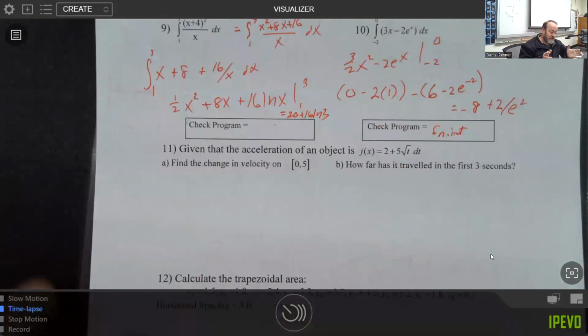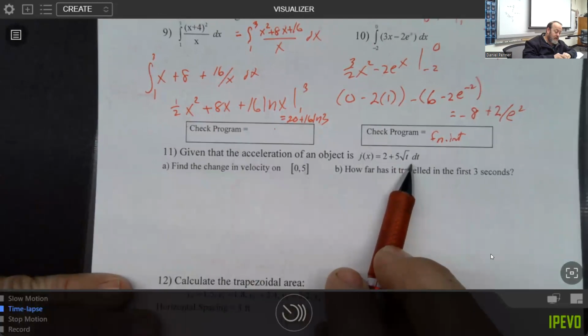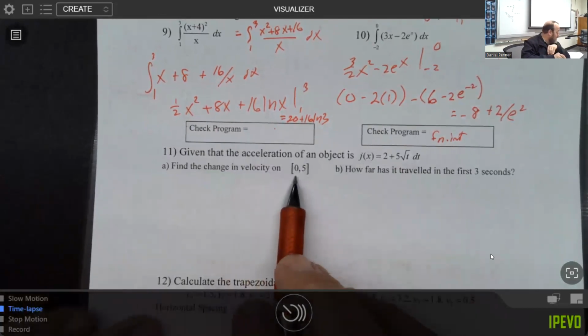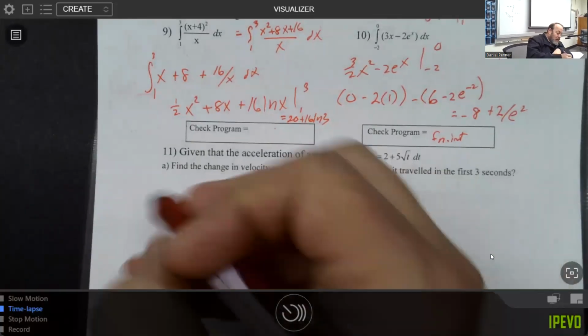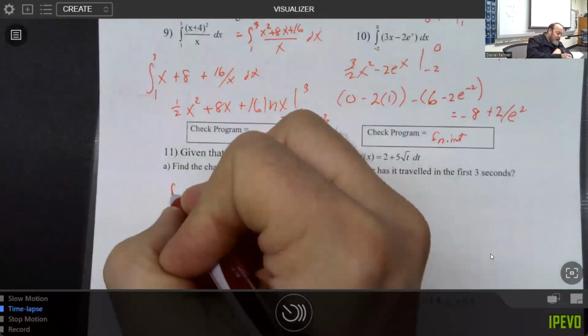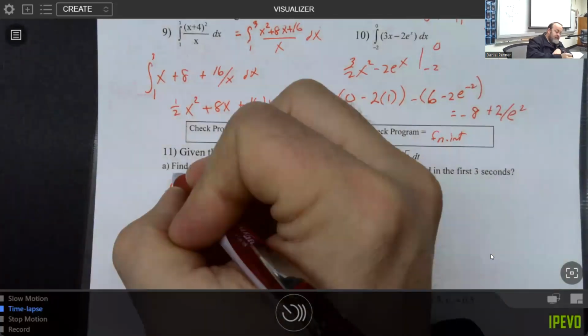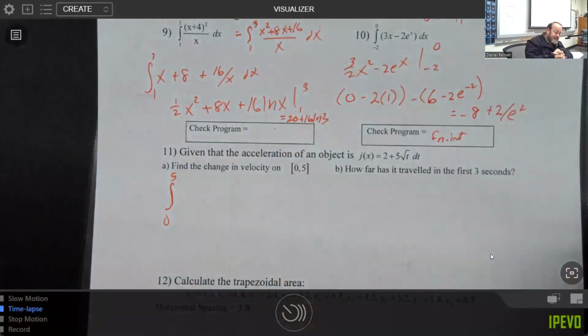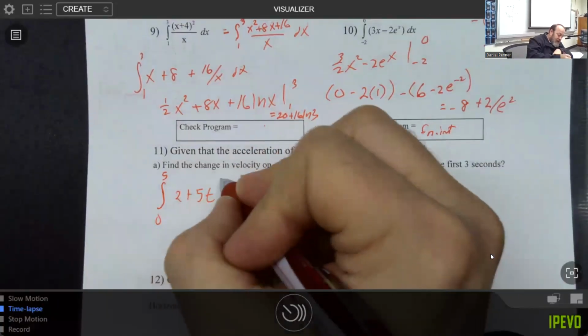Okay, so moving on to number 11, we're given an acceleration of this object, and we want to find the change in velocity from that time. So you want to keep in mind, if we're going to find the change in velocity, we want to know the integral, because again, the antiderivative of acceleration would be velocity. And we're specifically asking what happened over the span of from 0 to 5. So we've got the integral of 2 plus 5t to the 1/2 dt.